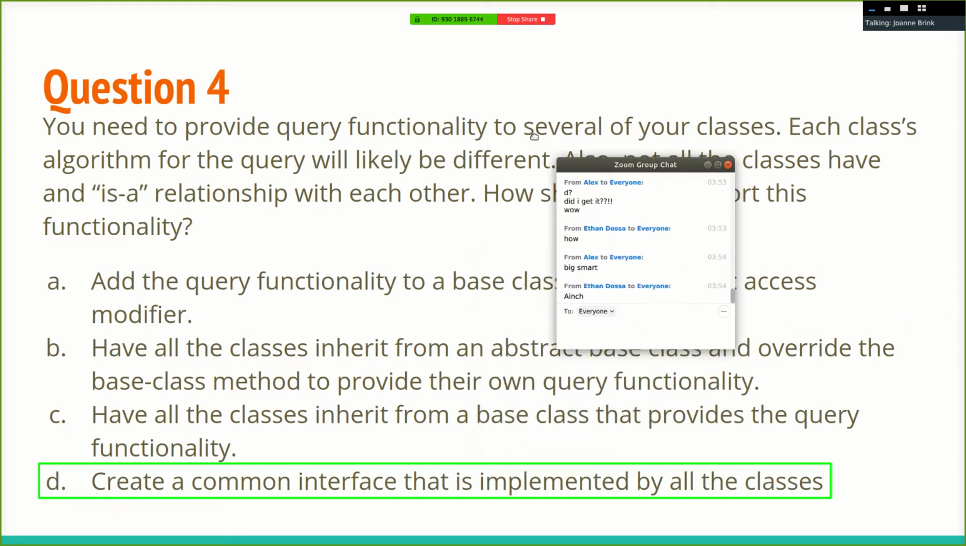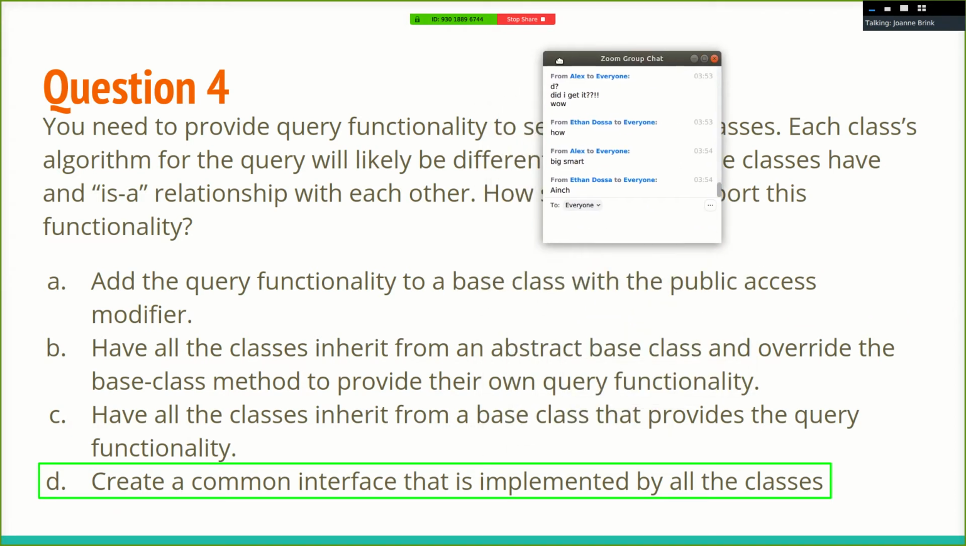Let's go through the possible answers. Add the attack functionality to a base class with a public access modifier. Is that correct? No, because if I add attack functionality to my base class, then dragons, goblins, robots, and ninjas will all attack in the same way. So A is definitely not it.